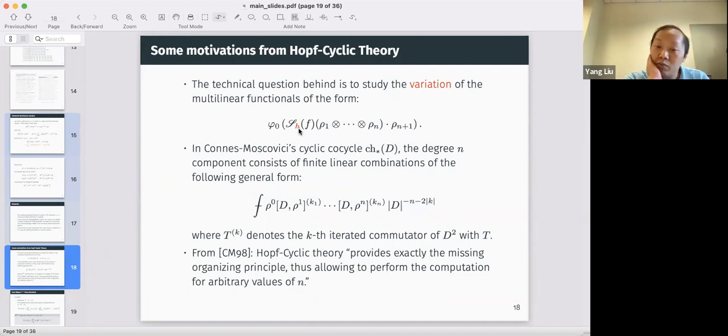To further motivate my main results, I would like to also mention some motivations from Hopf-cyclic theory. In Hopf-cyclic theory, like Connes-Moscovici's local index formula, we are in a similar situation. Here the Chern character of D is a lengthy sum, but a finite sum of this form. This residue plays the role of phi zero. You have these commutator operators acting on this argument rho. So then you have a multilinear functional, right? The difficulty is that we have too many sums, so we need some new organizing principles to achieve some applications.